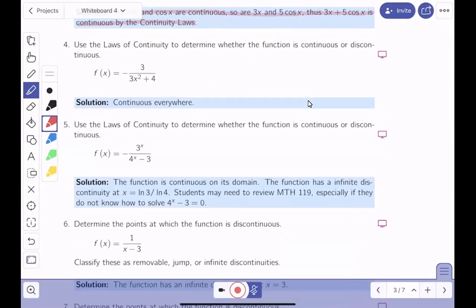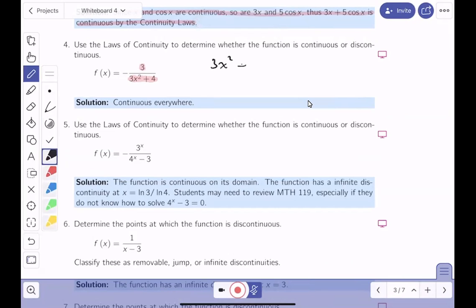Number 4 says use the laws of continuity to determine whether the function is continuous or discontinuous. What am I seeing? I'm seeing a ratio. And what do I know about it? Again, what I'm noticing is it's a ratio. And certainly, 3 is a nice number. And this is a nice thing over here. I want to point out that 3x squared, whoops, sorry about that.